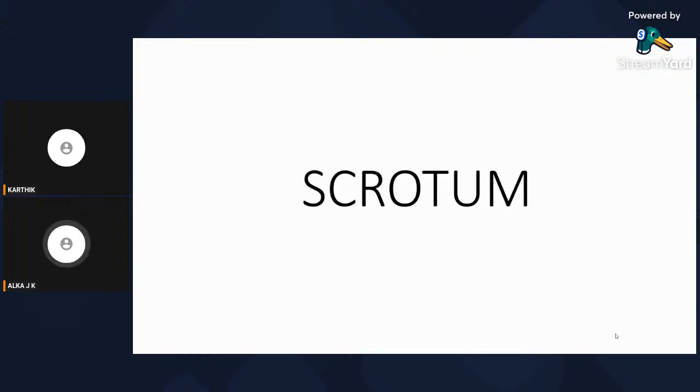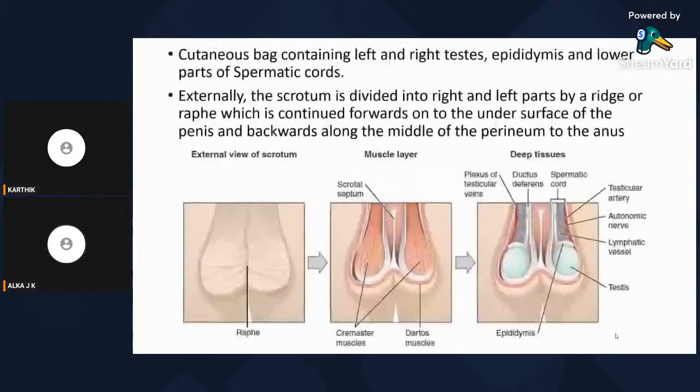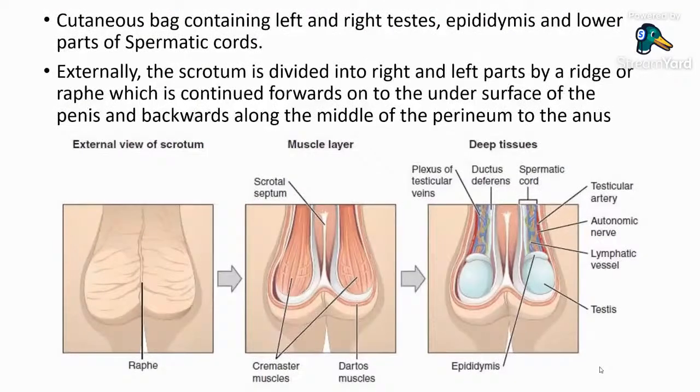Next part is the scrotum. See carefully, the scrotum is a cutaneous bag containing the left and right testes, epididymis, and lower parts of the spermatic cord. Simply, it is just like a bag which contains the testes. Just above the testes, one comma shaped structure is there, that is the epididymis, and the lower part of the spermatic cord.